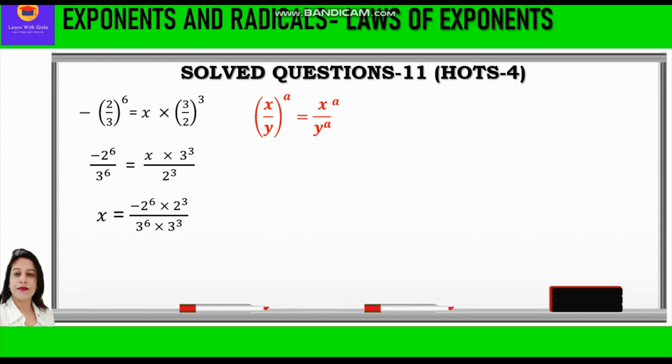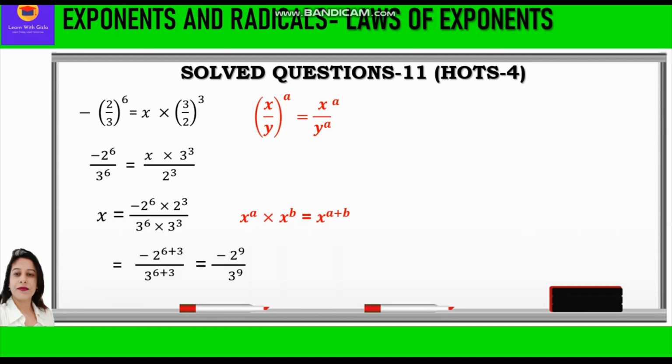Now we apply the law of product of powers, according to which x^a into x^b is equal to x^(a+b). That means whenever we have a product of exponents with the same base, we add the powers. Accordingly, we write minus 2^(6+3) upon 3^(6+3).